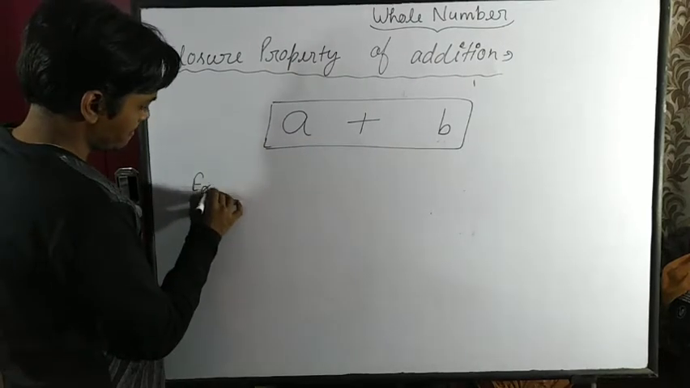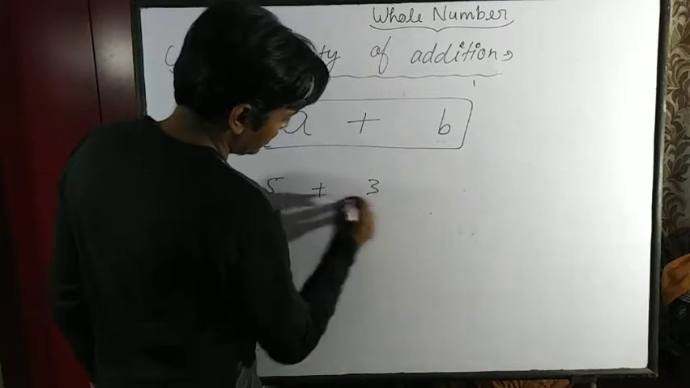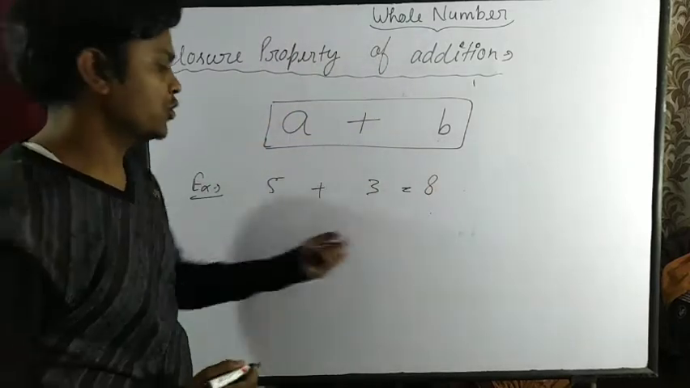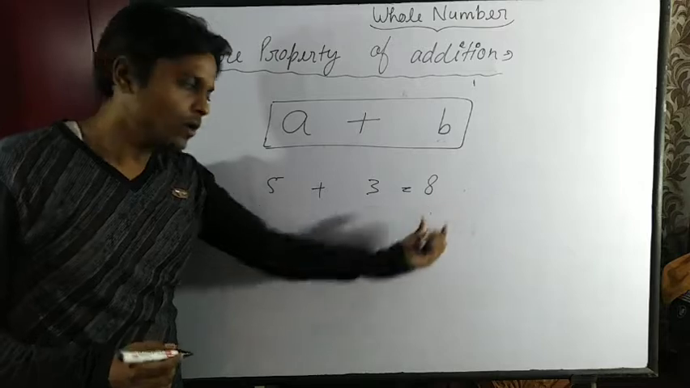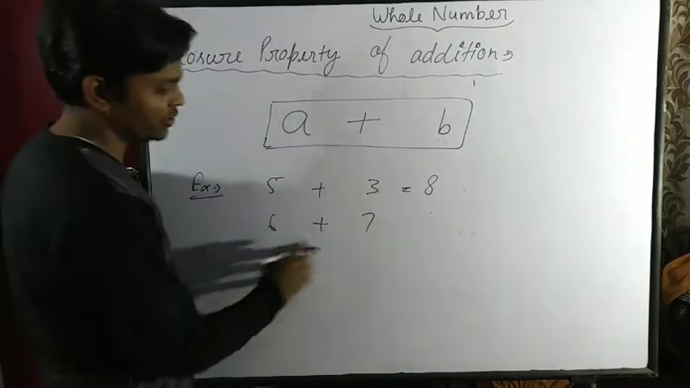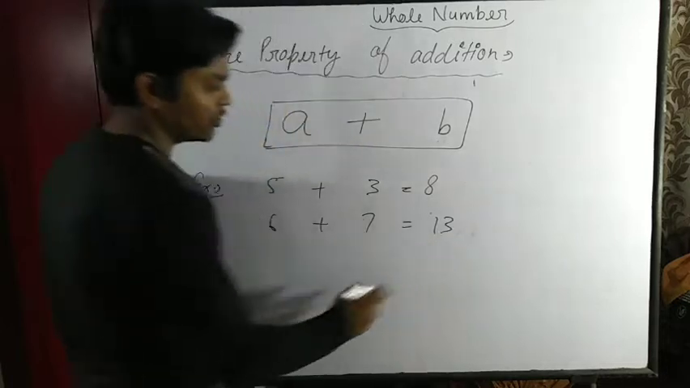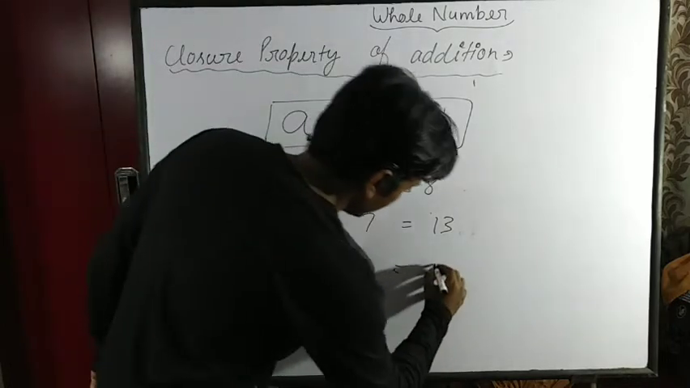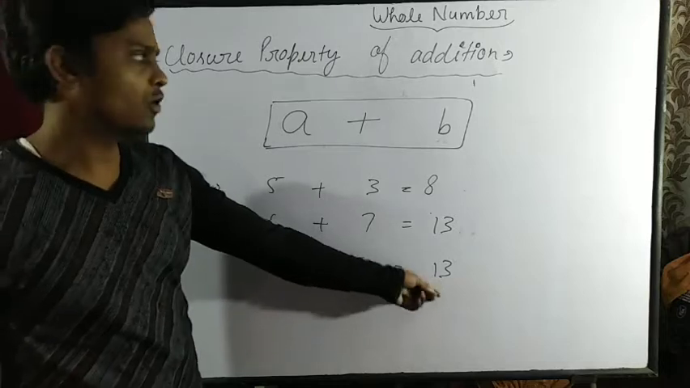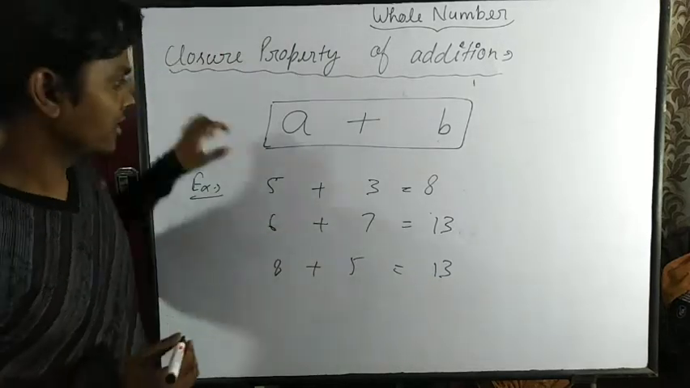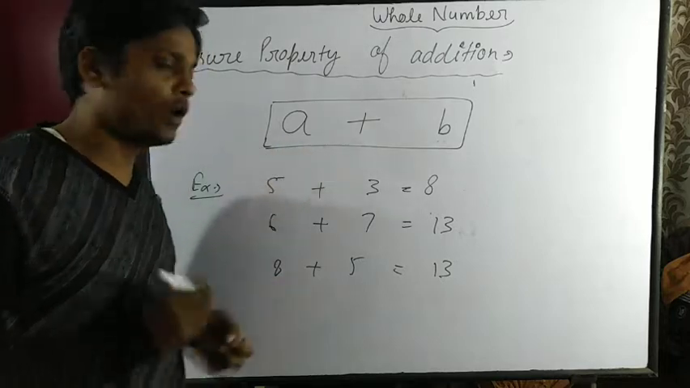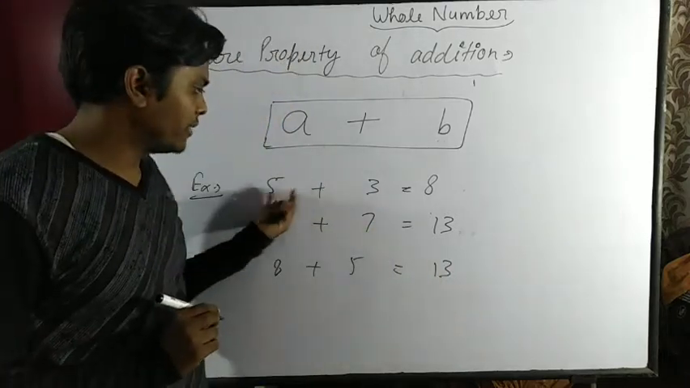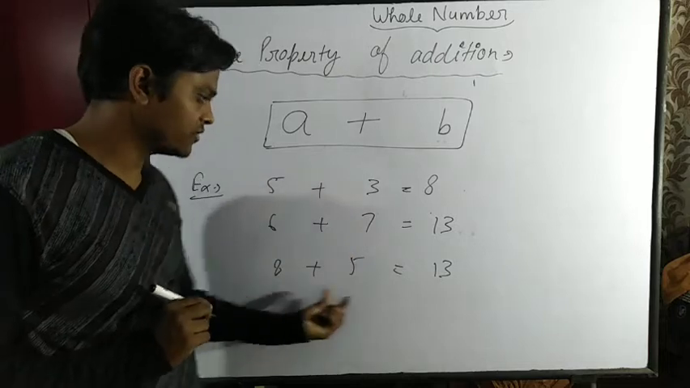For example, 5 is a whole number and 3 is a whole number. If we add them, we get 8. 5 plus 3 is equal to 8. 5 is a whole number, 3 is a whole number, and 8 is also a whole number. 6 plus 7, both whole numbers, and the result is also a whole number. 8 plus 5 is equal to 13, and 13 is also a whole number. So the closure property states that the sum of two whole numbers is always a whole number.